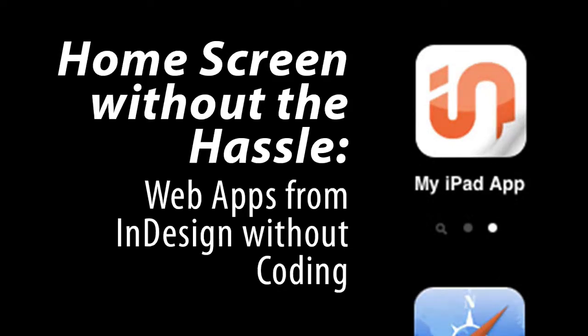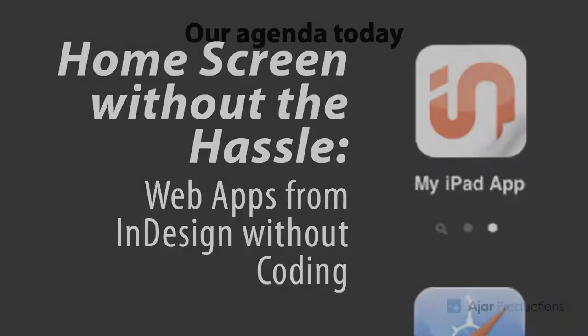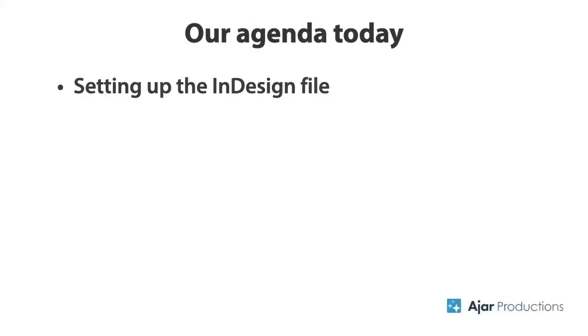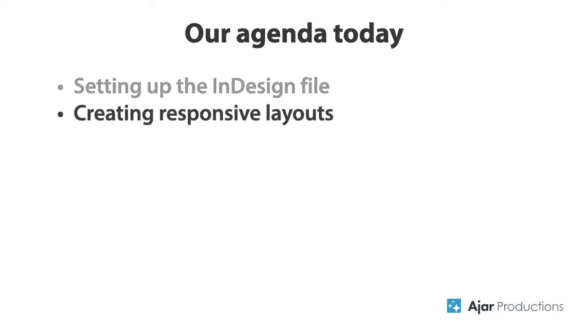Let's talk about getting your app onto the home screen without going through the App Store. So we're going to talk about setting up the InDesign file to make this happen. And then we'll look at how you actually create responsive layouts so that your app can display differently as the device rotates, or you can also create a multi-device app so you can have different size layouts for those different devices.